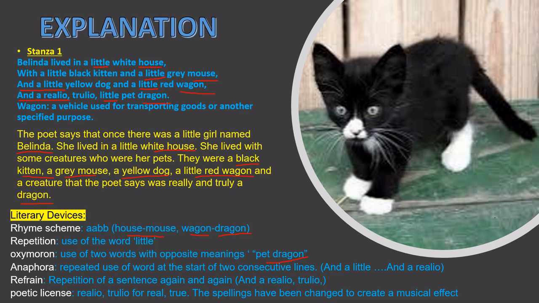Then you have the refrain. Refrain is the repetition of a sentence again and again. You find here, and a really truly little pet dragon. This line you will find coming in other stanzas also, constantly, and that's why it is known as a refrain.